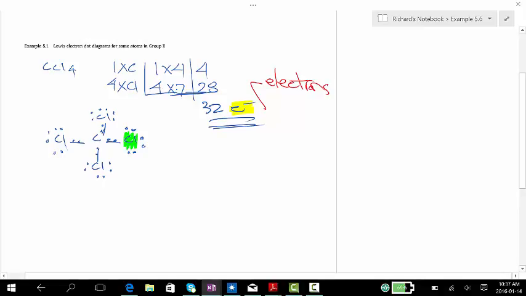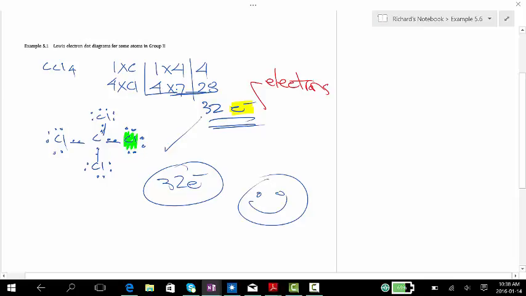How many do we have here? Starting here, 2, 4, 6, 8, 10, 12, 14, 16, 18, 20, 22, 24, 26, 28, 30, 32. We have 32 electron dots in our Lewis electron dot diagram, and we have 32 valence electrons to distribute. So it is a happy Lewis electron dot diagram. Next.